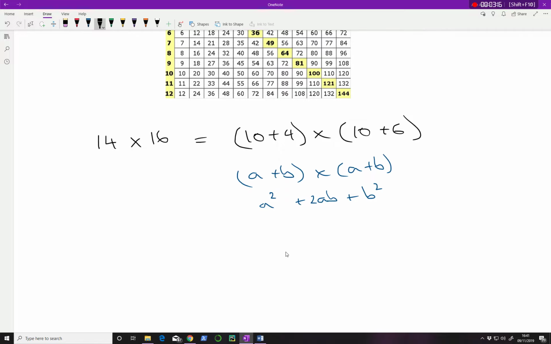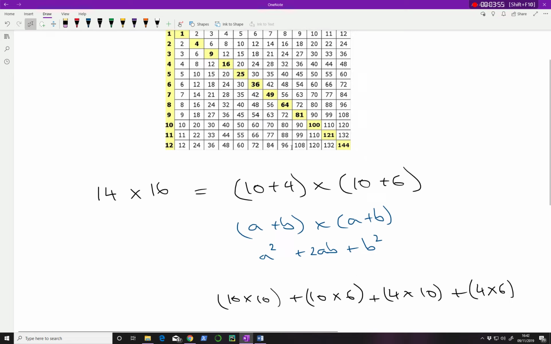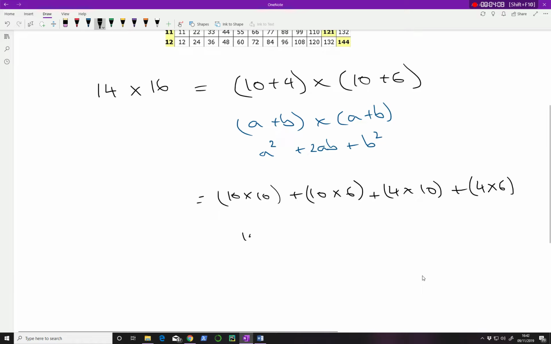So let's multiply out these brackets. So it's going to be 10 times 10 plus 10 times 6, and then we have 4 times 10 plus 4 times 6. And all we have to do is just do our times tables. We should know what these equal, but if you didn't know, you can just read them off here. 10 times 10 is 100. 10 times 6 is 60. 4 times 10 is 40, and 4 times 6 is 24. So that leaves us with 100 plus 60 plus 40 plus 24. And when we add those together, we get 224.